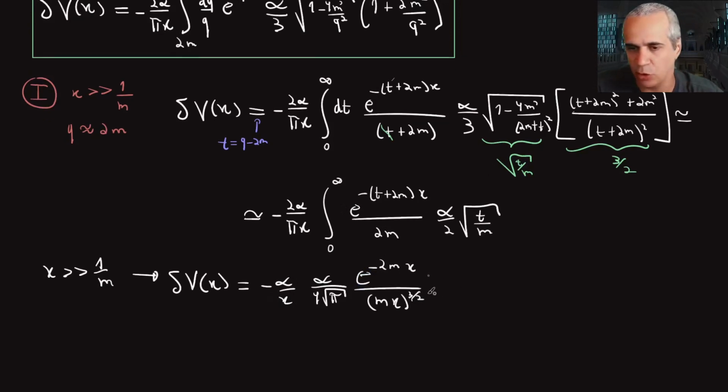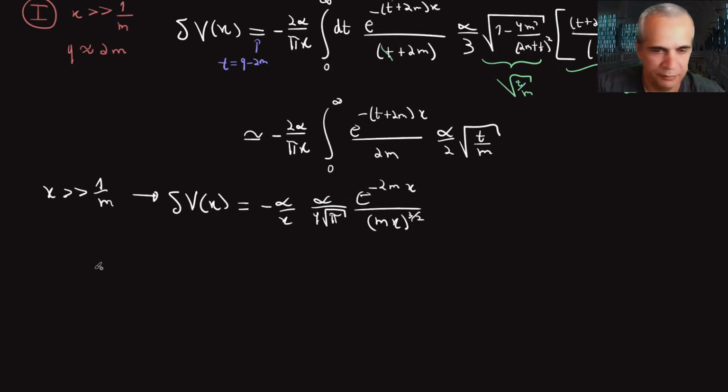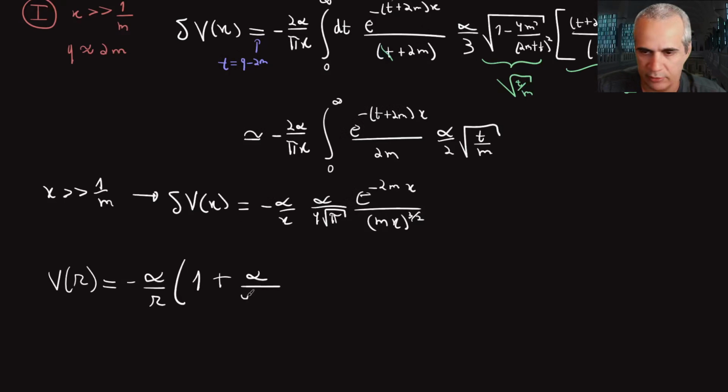Which means that the total potential, the full thing, let's call x, in fact, x is the modulus of the vector x. So just to give it a more familiar form, I'll call it r. This is minus alpha over r, which is the Coulomb potential, plus this correction, which now I can add right here. Let me copy it.